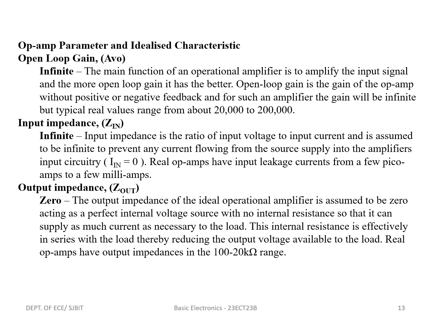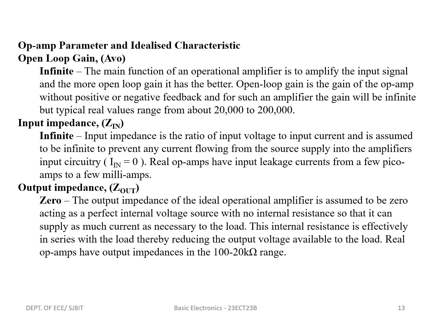Next, we have input impedance, which is denoted by Zin. Infinite input impedance. Input impedance is the ratio of input voltage to input current and is assumed to be infinite to prevent any current flowing from the source supply into the amplifier's input circuitry. Real op-amps have input leakage currents from a few picoamps to a few milliamps.